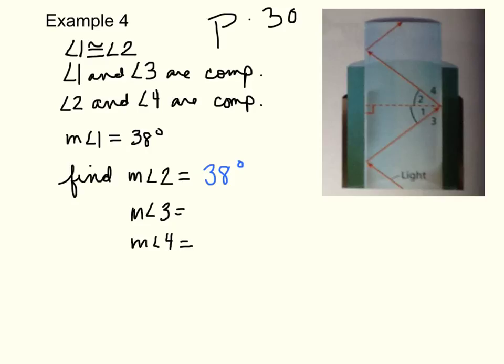Because 1 and 3 are complementary, that means that these two angles here form a 90-degree angle. So 1 and 3 add up to 90, so 90 minus 38 would give us 52 degrees. And 2 and 4 are complementary, so once again, 90 minus 38 would give us 52 degrees. So our three angles would be 38 degrees, 52 degrees, and 52 degrees.